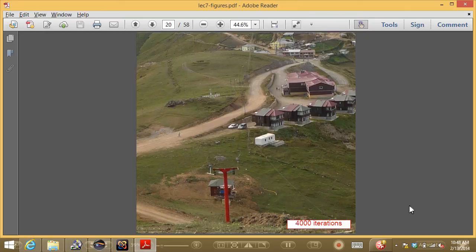But as I keep on iterating, the wires slowly go away, until at 10,000 iterations, if I showed you this image, you probably would not have ever thought that there were wires in the image, right? I mean, it looks pretty good.